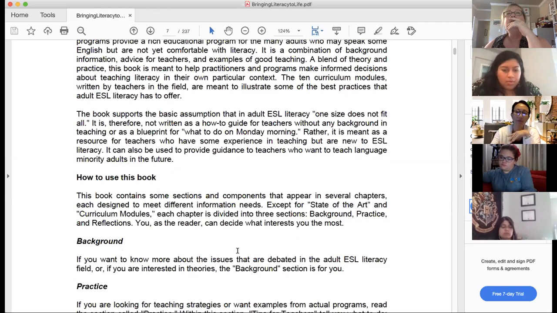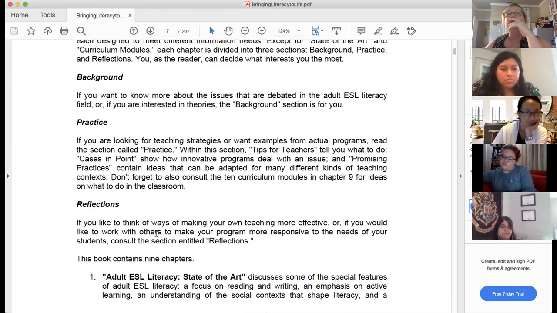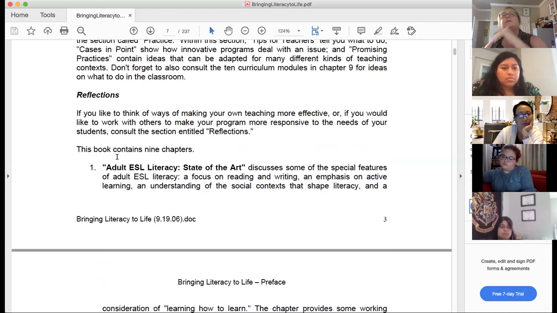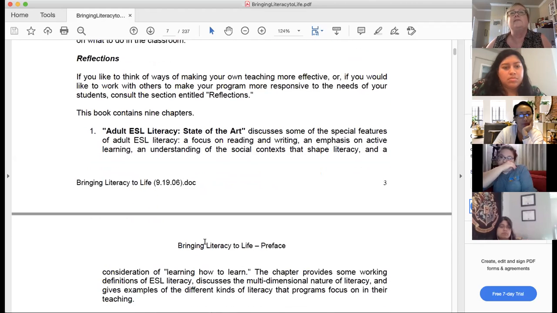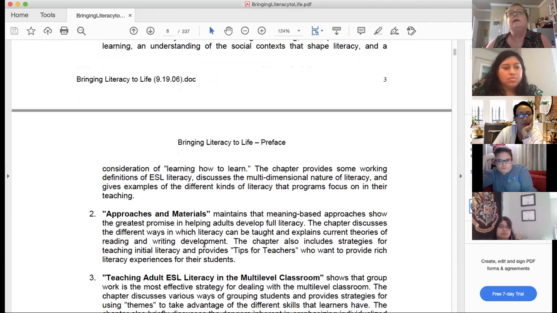Then what this book does is give you some background. It's 9 chapters. It starts with state of the art, discusses some special features, focus on reading and writing, emphasis of active learning. It then talks about meaning-based approaches to develop literacy, as opposed to phonetic alphabet approaches or syntactic word part approaches.